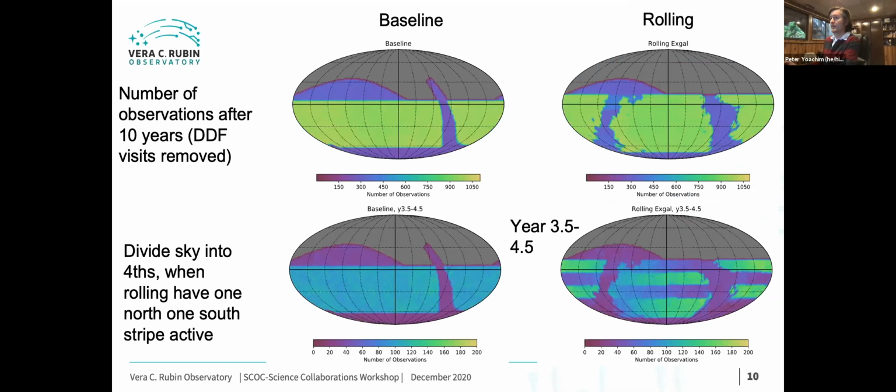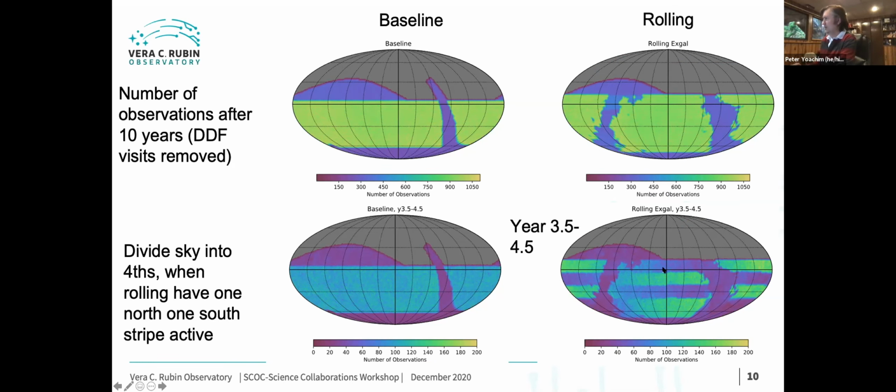All right. So here's another example of rolling where my top column here is after 10 years, and then the bottom is our baseline year 3.5 to 4.5. It's nice and uniform. And in this rolling one, we've gone ahead and made 4 stripes. And I like this particular strategy of doing half the sky because here we always have a northern part of the survey with rolling on, so telescopes in the north can still pick up on the alert stream.